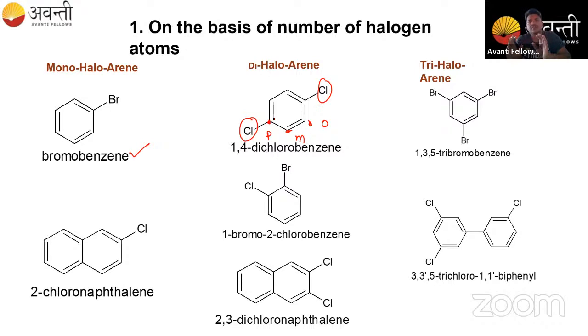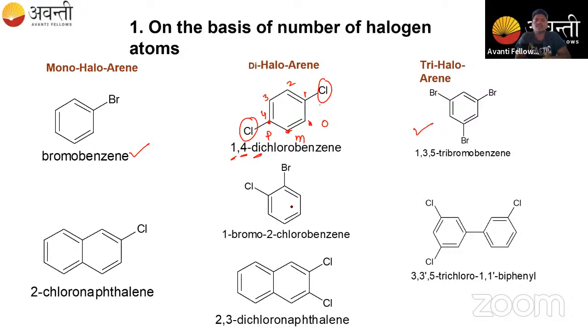So this can also be called para-chloro-chlorobenzene commonly. If not IUPAC, numbering gives 1, 2, 3, 4. At the fourth position you have chlorine and at the first position you have chlorine. 2 chlorines are there, so that's why we are using dichlorobenzene. 1,4-dichlorobenzene. And 1,3,5-tribromobenzene.